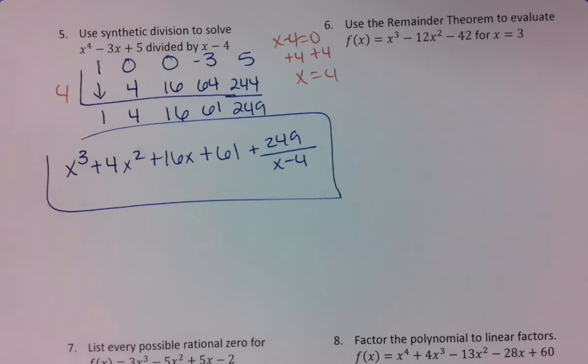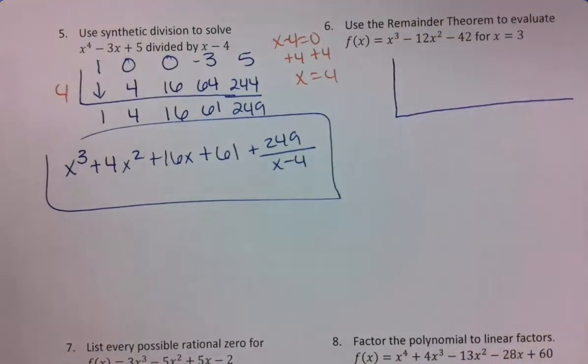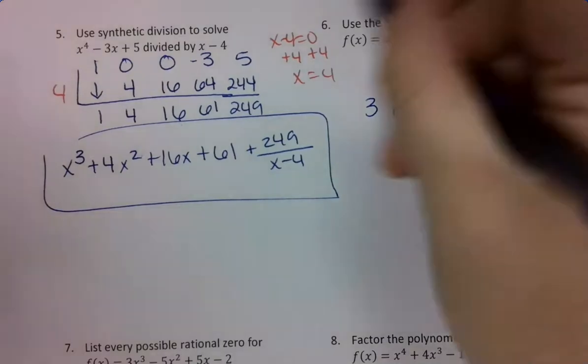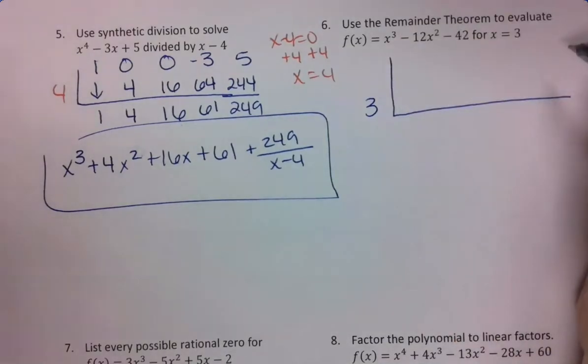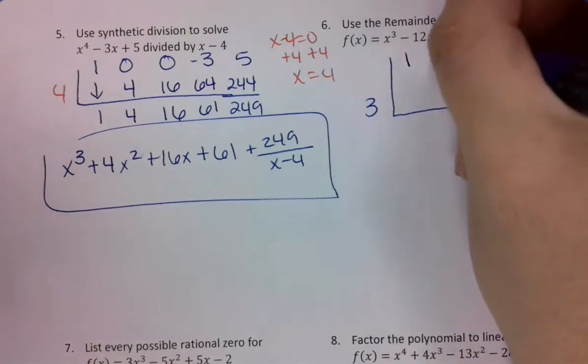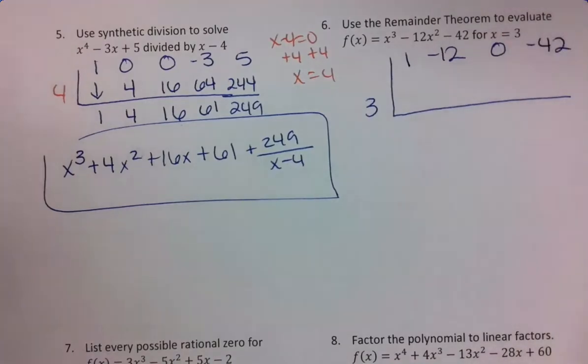Okay, number 6, it wants me to use the remainder theorem to evaluate this equation for x equals 3. So when I use the remainder theorem, I'm using synthetic division. I'm going to have a 3 on the outside. And then I'm going to write my coefficients of what I'm dividing, or my function, on the inside. So I have 1 for my x cubed term, negative 12 for my x squared term, 0 for my x term, and negative 42 for my constant.